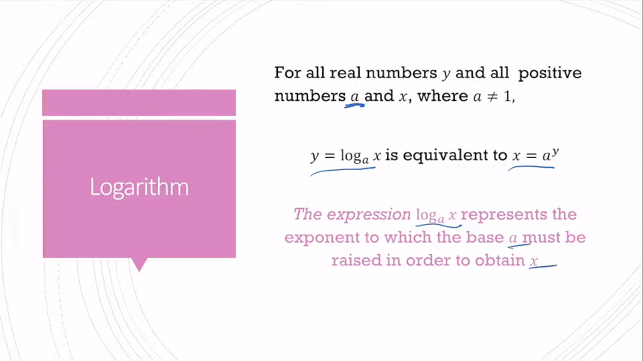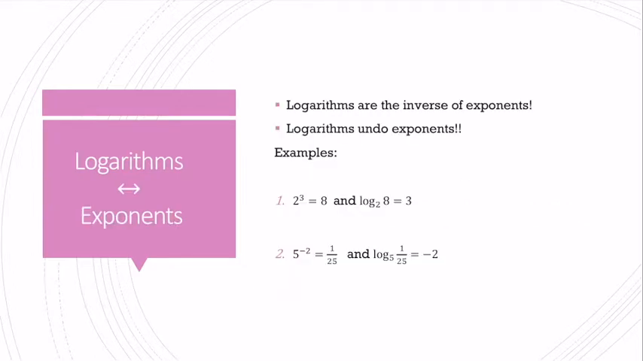So, my favorite example, if I had 3 equals log base 2 of 8, that's the same as 2 cubed is 8. These are equivalent statements. So logarithms, like I said, are the inverse of exponents, and logarithms undo exponents. Even for negative exponents, right? If I have 5 to the negative 2 power, that's 1/25th, and log base 5 of 1/25th is negative 2.